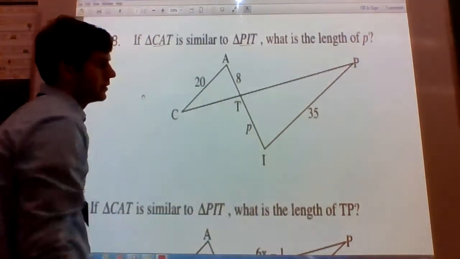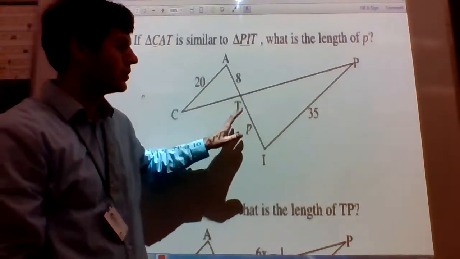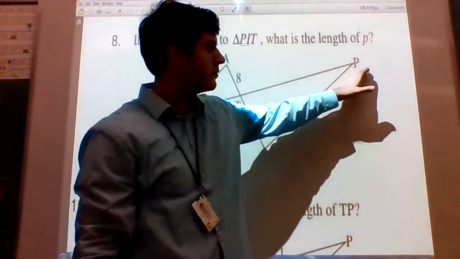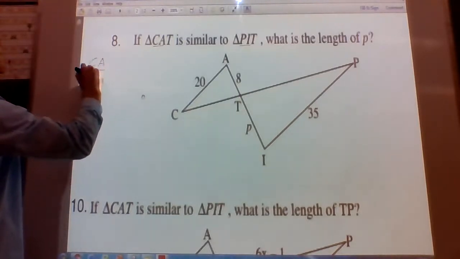Why would they use a P there? Whatever. I guess it's lowercase, uppercase, but all right. CA and PI are similar, so we can say CA over PI.